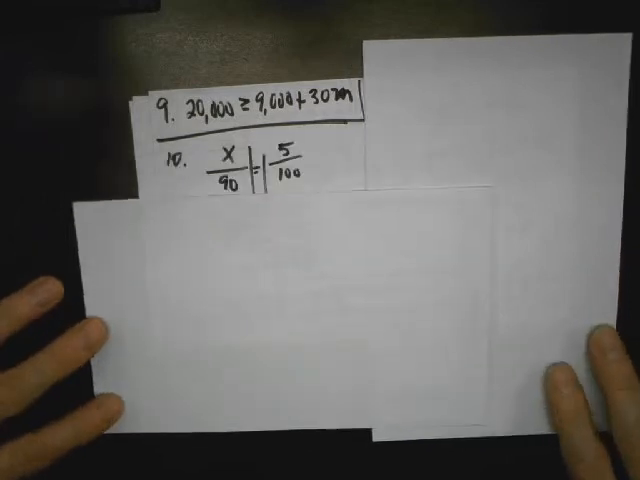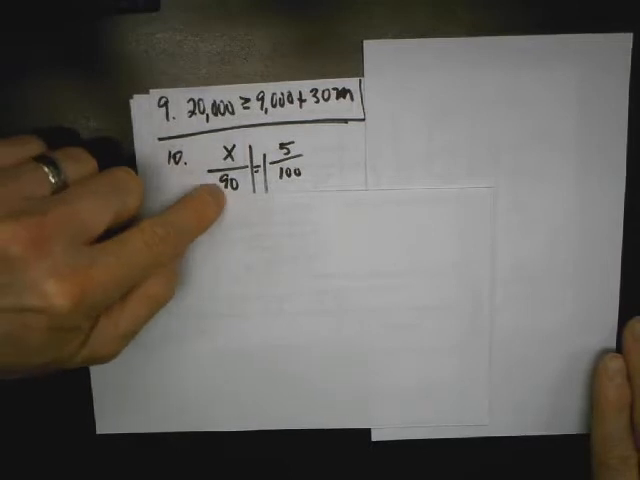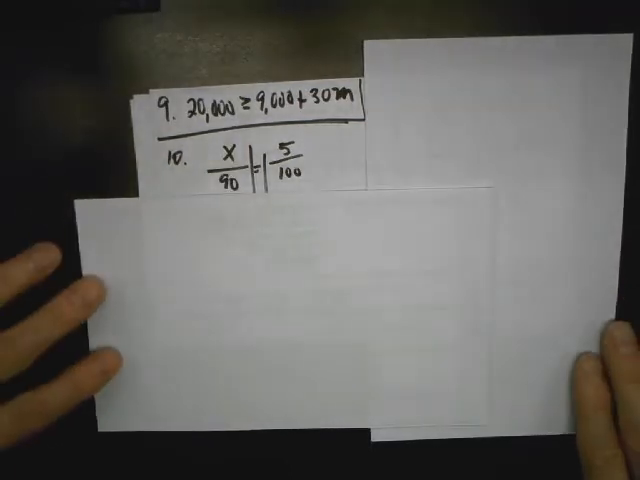Number 10, each person in the family uses 90 to 110 gallons of water, 5% for different activities. How much for 3 people? So we got to find 5% of 90. Is over of. Total goes on the bottom. If I'm finding 5% of 90, I put the 90 on the bottom, not on the top.